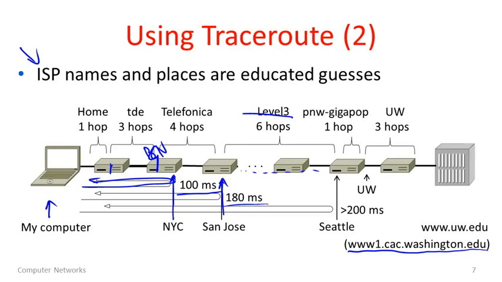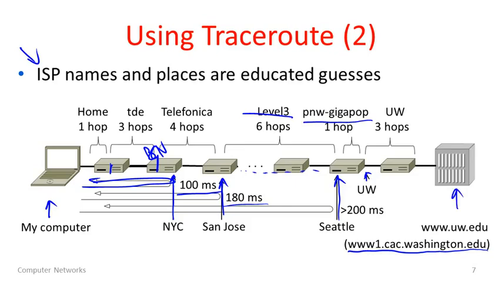At that stage, we arrived somewhere in Seattle, and we actually went through a network called the P&W Gigapop. You wouldn't necessarily know what this is. Again, you could maybe Google it. I happen to know that's the Pacific Northwest Gigapop, which is an exchange where different networks come together in Seattle. This network then routed us onto the UW network. By now, by the way, the round trip time's gone up beyond 200 milliseconds. And within 3 hops within UW, we arrived at the final destination.